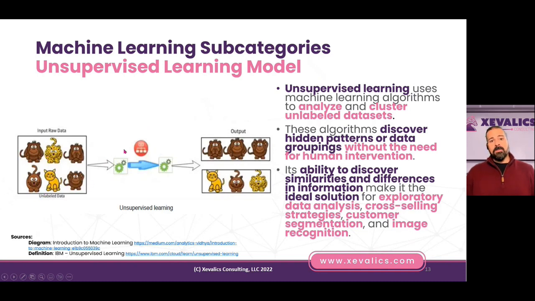But the algorithm has been structured in a way that it is able to take that input data, cluster it, and classify it on its own. As an output, the algorithm has been intelligent enough to classify and cluster what it understands to be monkeys, chimpanzees, or cats. Its ability to discover similarities and differences in information makes it the ideal solution for exploratory data analysis, cross-selling strategies, customer segmentation, and image recognition.